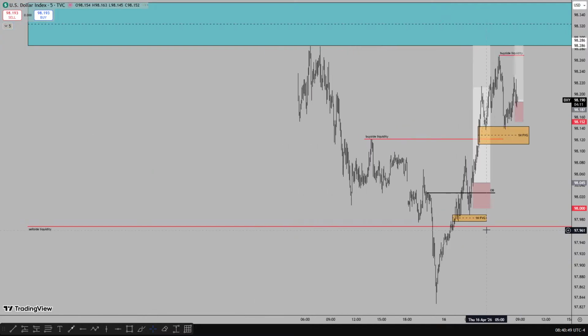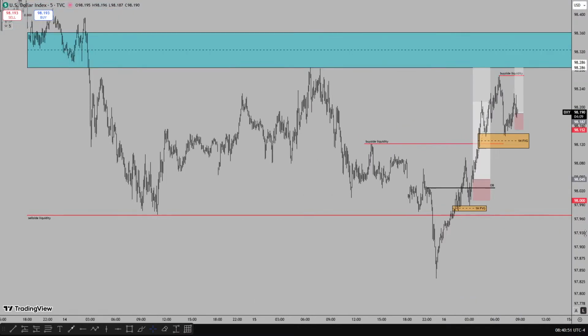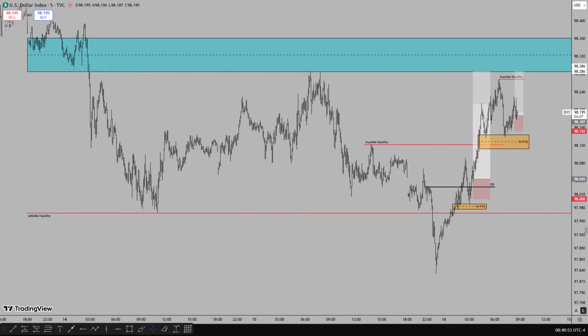Because on a daily perspective, I don't have a daily bias from a daily time frame. I don't have a daily bias. The idea was that price shouldn't go below the swing low. But the fact the price traded below the swing low, I don't have a daily bias.